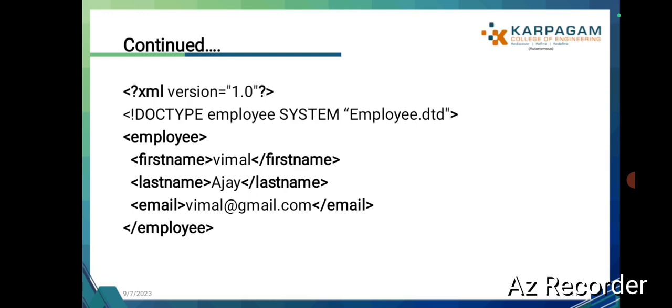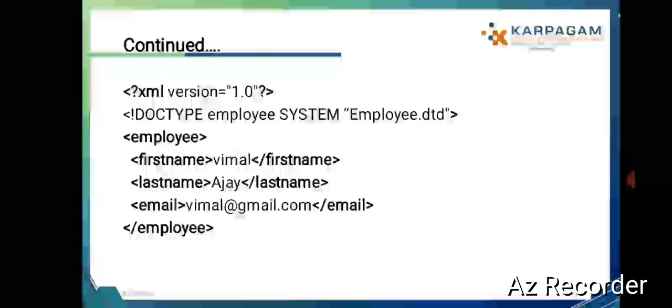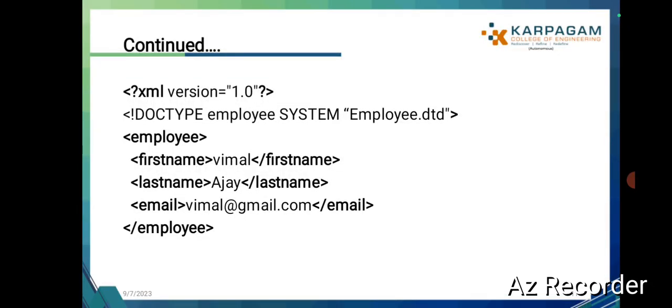So under that I have included our usual XML document. Employee is the root element and the sub-element first name. I have included a name called Vimal, and for the last name I have included a name called Ajay, and the email ID of Vimal is vimal@gmail.com. And finally, I am closing our root element called employee. This is a simple example of external DTD.